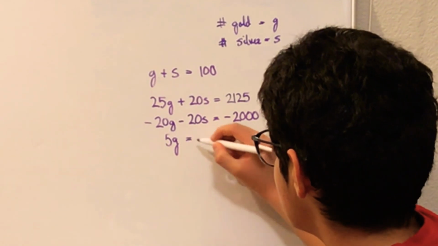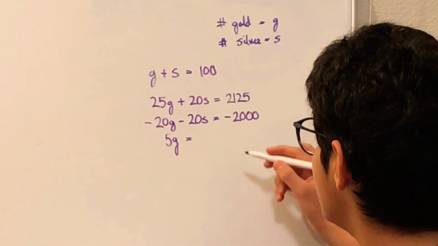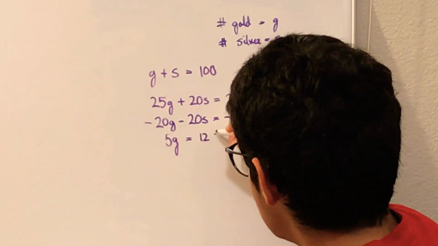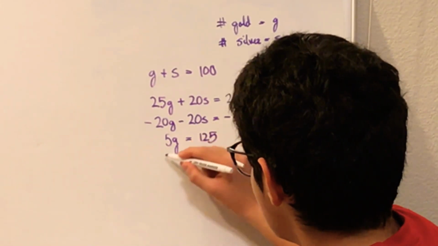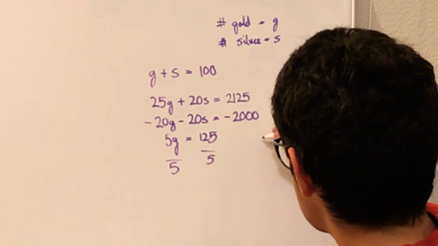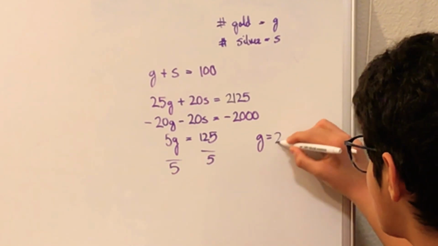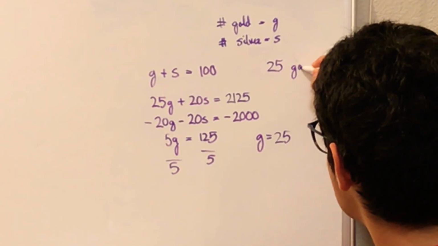So 5G equals, when you add these up, 2125 plus negative 2000, which is equal to 2125 minus 2000, which is just 125. Now let's quickly divide by 5. So let's divide on both sides, and I'll just keep on writing here. G equals 125 over 5, that's just 25.